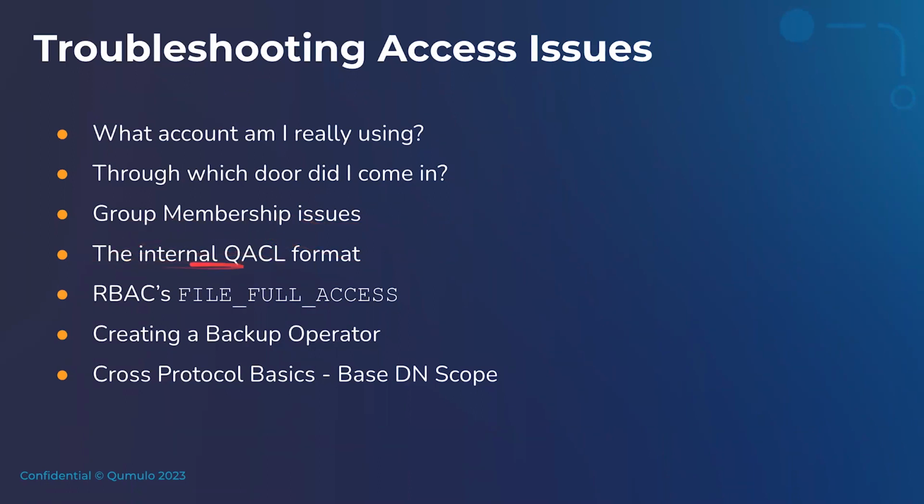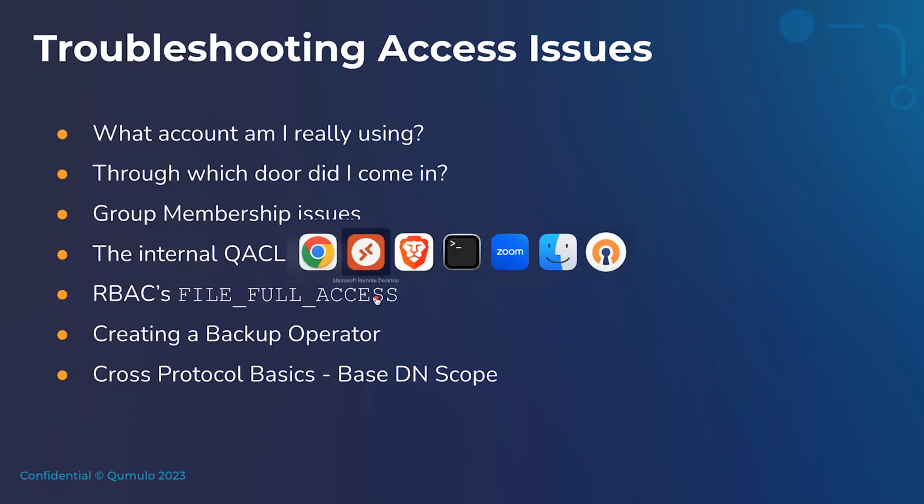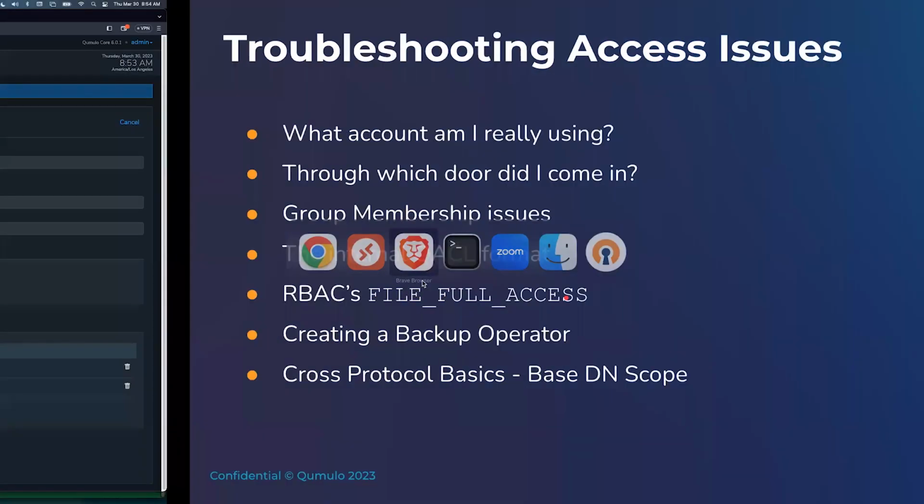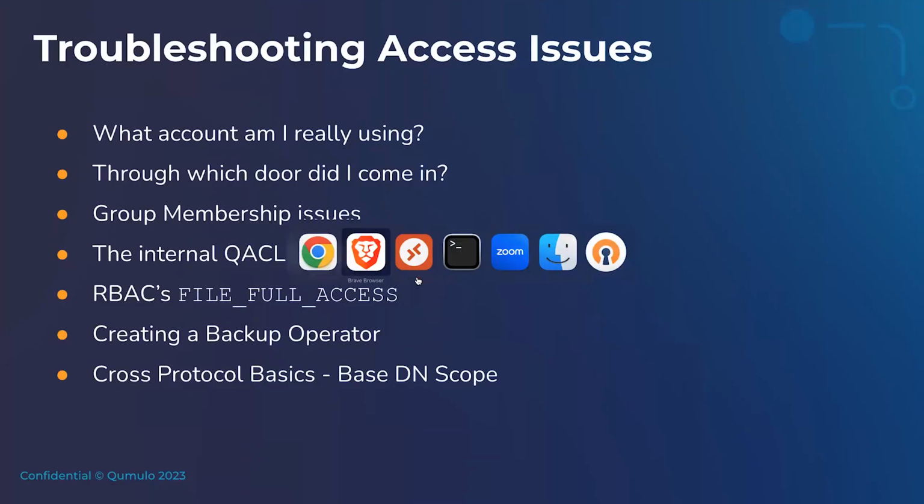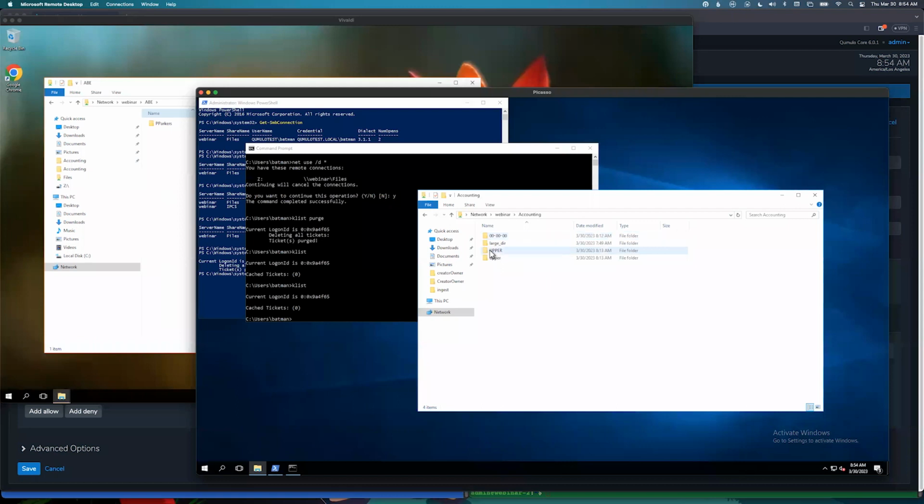We talked a little about that internal QACL format, so I can pass this. And again, that file full access. Am I able to get to that file that I think I have locked down? I put some really restrictive permissions on this particular directory here, and I don't want any other user, including myself, to get to it. How come I can still see that stuff?